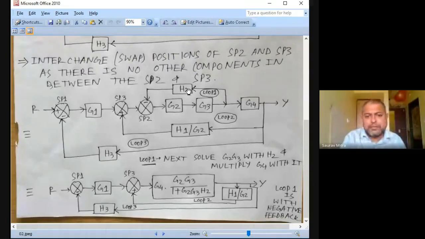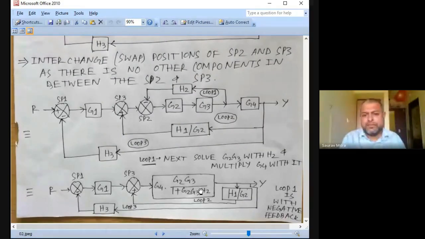So now you are finding the same thing. Here you are solving for this: G2 G3 divided by 1 plus G2 G3 H2, and now this G4 is in with that, so the whole forward path can be solved with a feedback of H1 G2. You can find this H1 G2 coming to SP3. This SP3 is positive feedback, so this is trouble, be careful. So this whole path now looks like G2 G3 G4 divided by 1 plus G2 G3 H2.